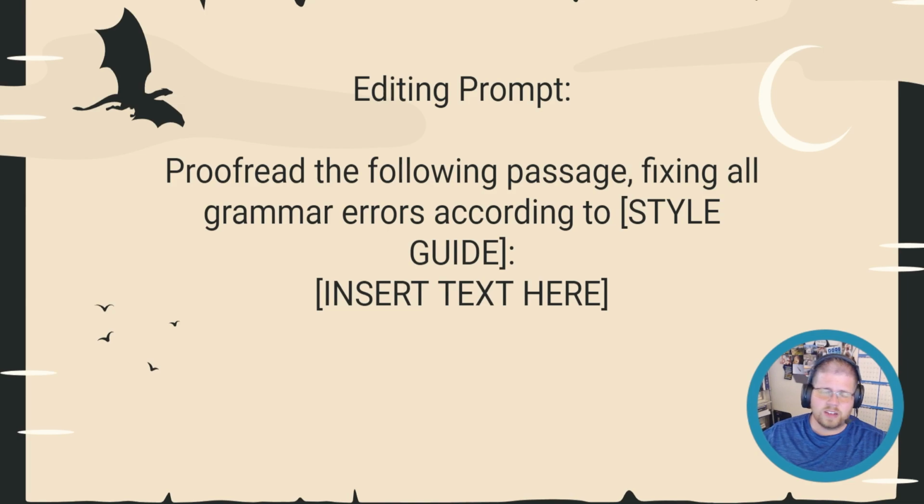And then here's another one. This one's kind of obvious, but it's worth mentioning. You feed it a certain amount of text and say, proofread the following passage, fixing all grammar errors according to, and then you enter in the style guide and then insert your text. And it's actually really good at doing this. The only downside is that it can't really do this in bulk very well. And so you need to only feed it maybe 500 words at a time, but it can still do a really great job.